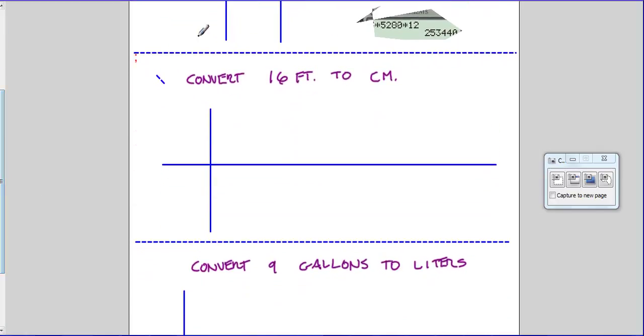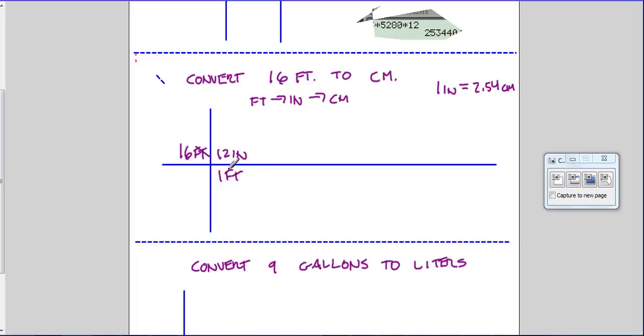Second example, 16 feet to centimeters. Well, I can't directly go from feet to centimeters, but I can go feet to inches. And then I have a conversion from inches to centimeters, because I know from the front page that 1 inch is 2.54 centimeters. This is an important conversion, it should be memorized. It's used a lot. So for every 1 foot, I know that's 12 inches.